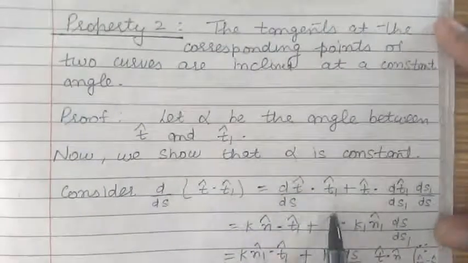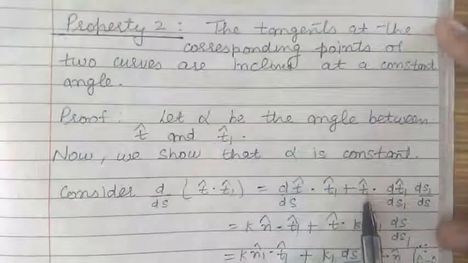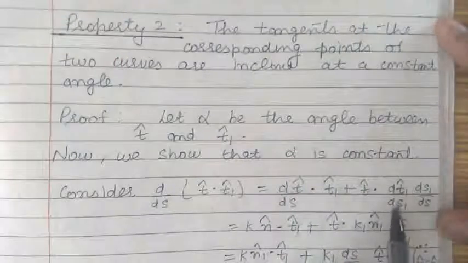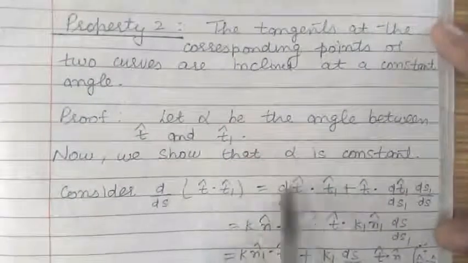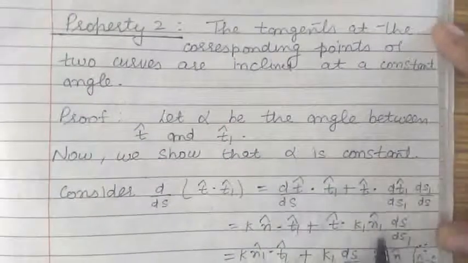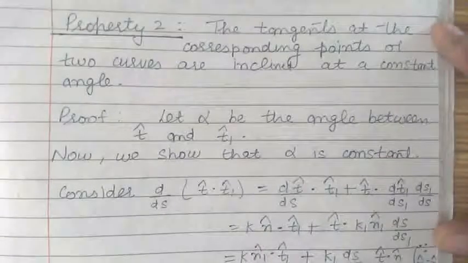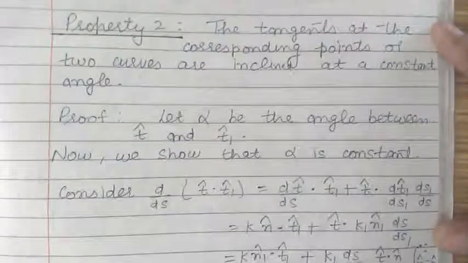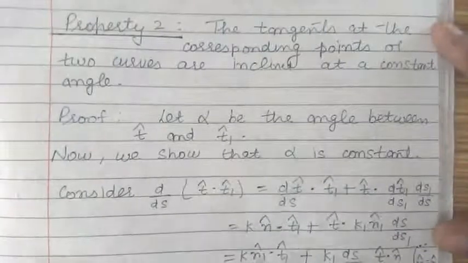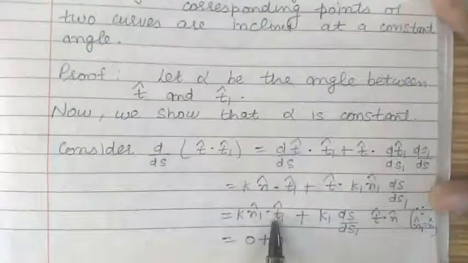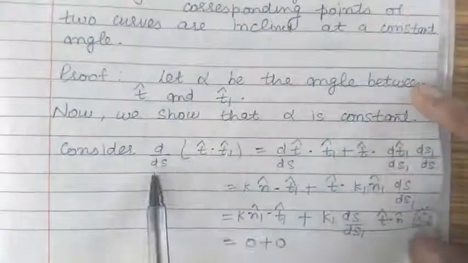By using the product rule, the derivative is dT cap by ds dot T1 cap plus T cap dot the derivative of T1 cap, that is d by ds1 of T1 cap into ds1 by ds. Now this is k into n cap, this is k1 into n1 cap. Because n1 cap and n cap are the same, since the curves are Bertrand curves, we can substitute n1 cap equal to n cap. So n cap dot T1 cap will be 0 because these are perpendicular vectors, and also these are perpendicular. So we have obtained that the derivative of the dot product is equal to 0.